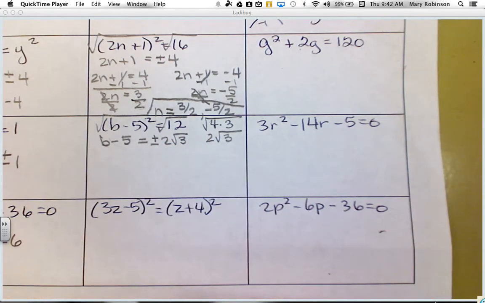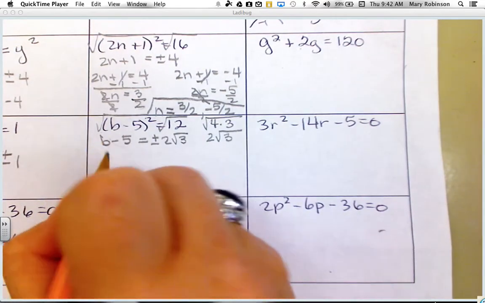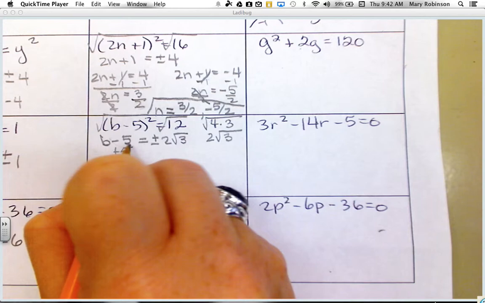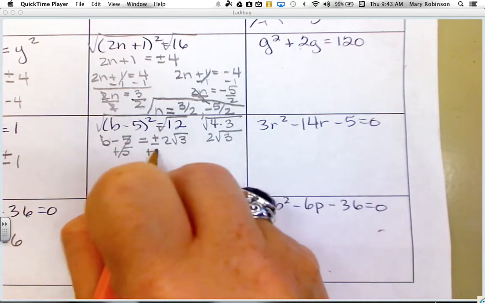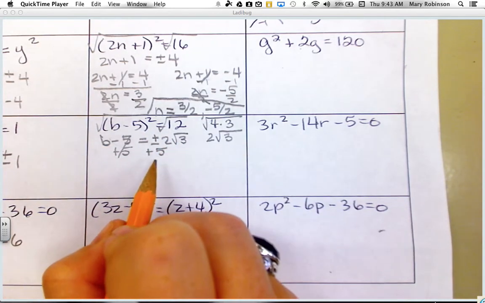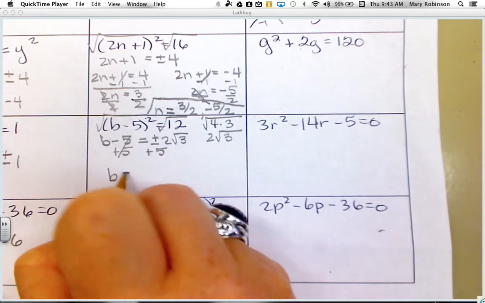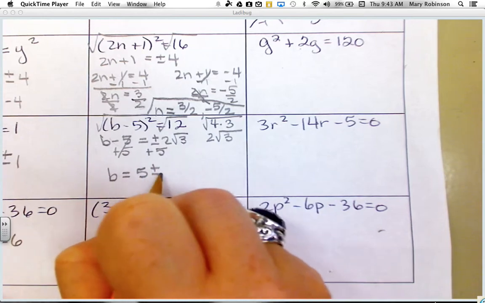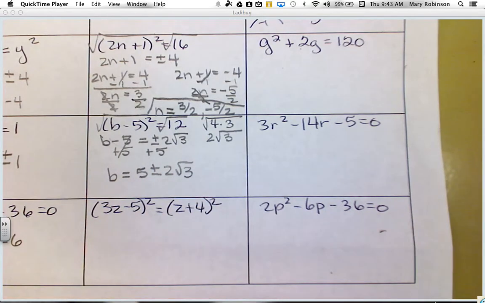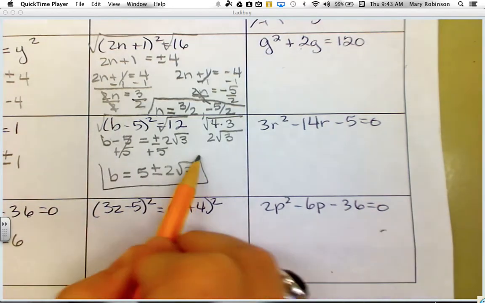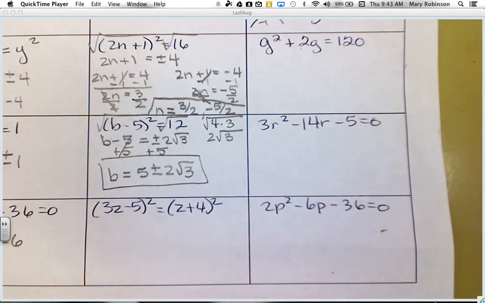Our last step would be to not subtract it, but add the 5. Since it's minus 5, to eliminate this from the left side, we want to add 5. Now what I want you to keep in mind is you cannot add an integer to a term with a radical. So all we're going to have is 5 plus or minus 2 square roots of 3. They're not like terms. Okay? And that's it.